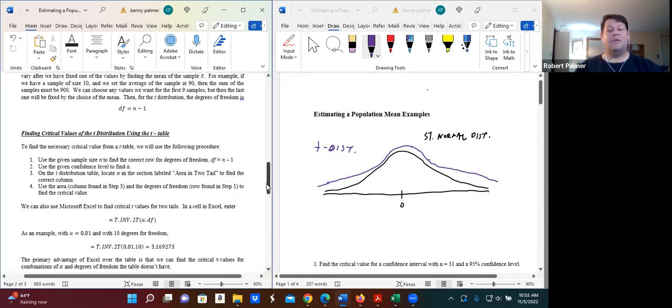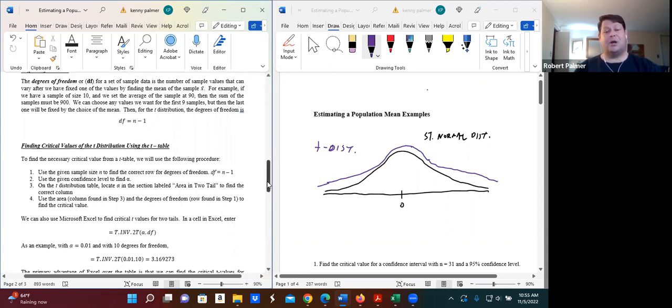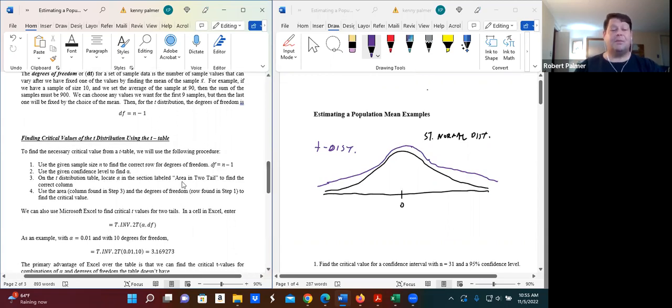So we're talking about how to find critical values. We're going to use a table, which I'll include in the notes, and also how to use Microsoft Excel to find the same value. So to find the necessary critical value from a t-table, we'll explain the t-table. We'll use the following procedure. So first, let's take a look at our first example.